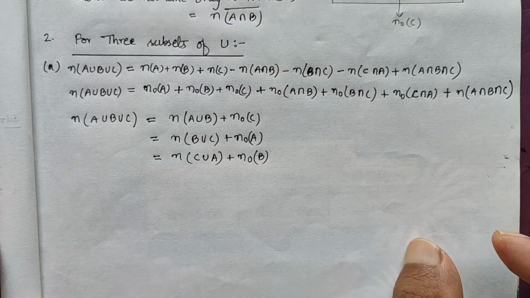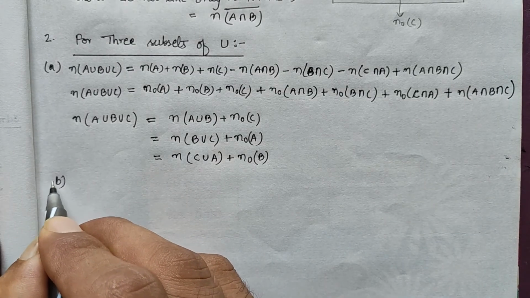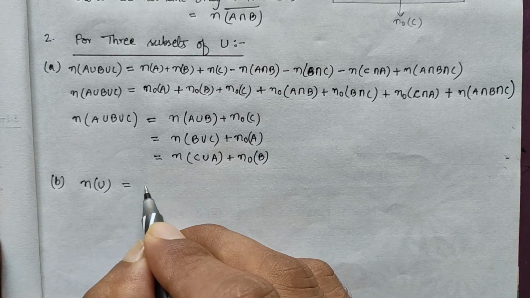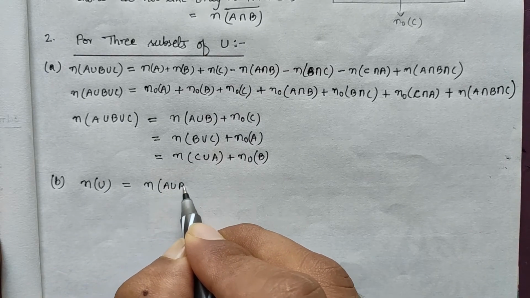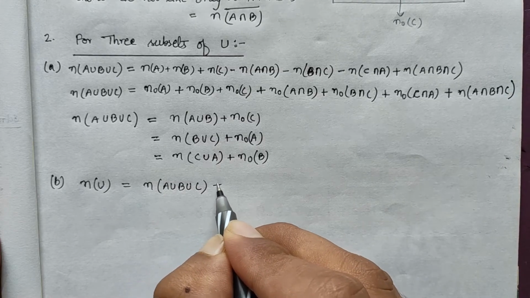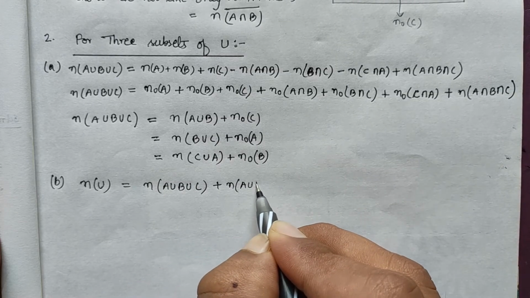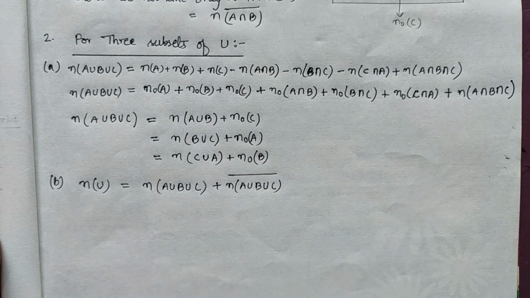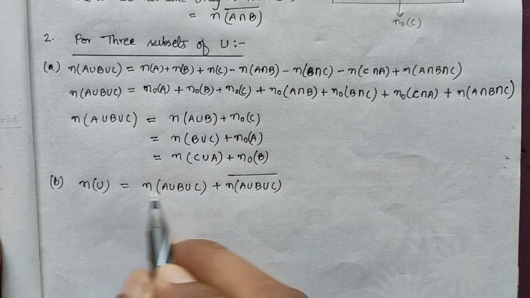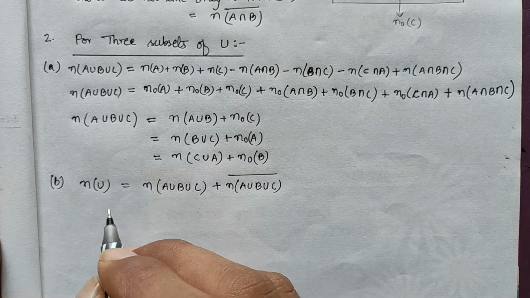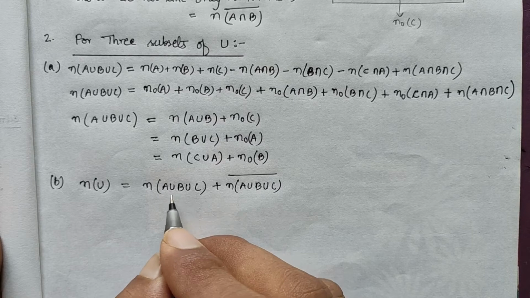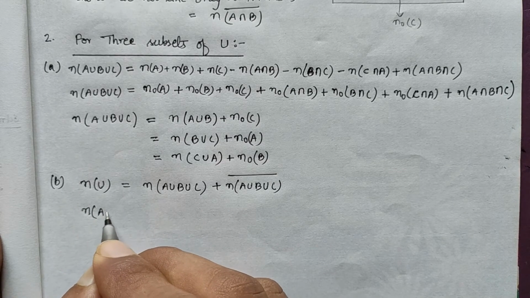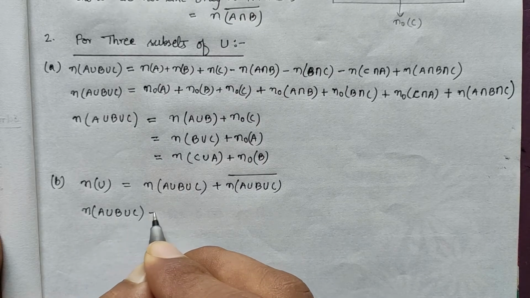Okay, you have to learn this formula also. And another formula is for the universal set: n(U) is n(A union B union C) plus n((A union B union C) complement). Yeah, same as in two subsets we have written this formula, but here we are writing it for three subsets. Okay, and similarly, from here we can write the formula for n(A union B union C).